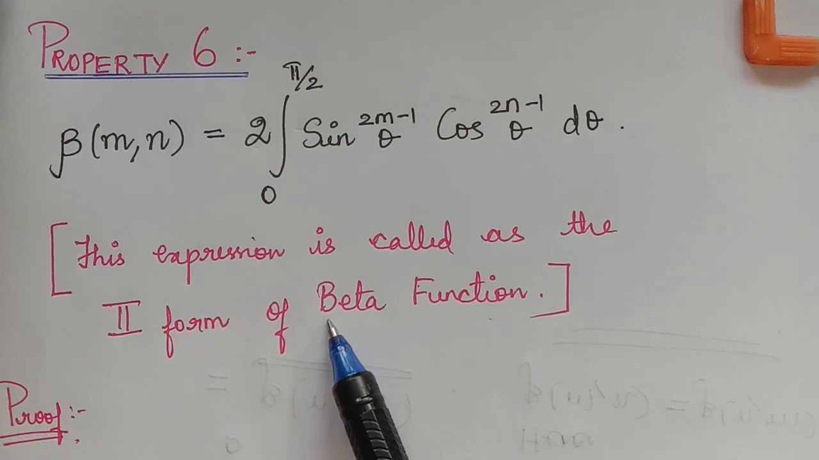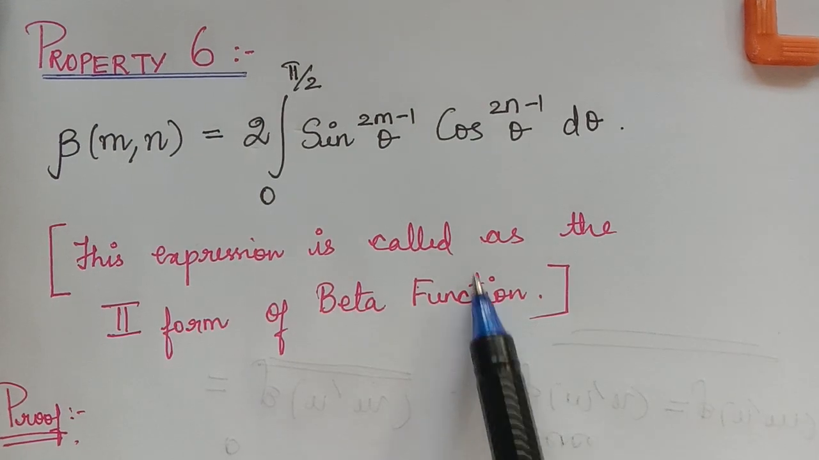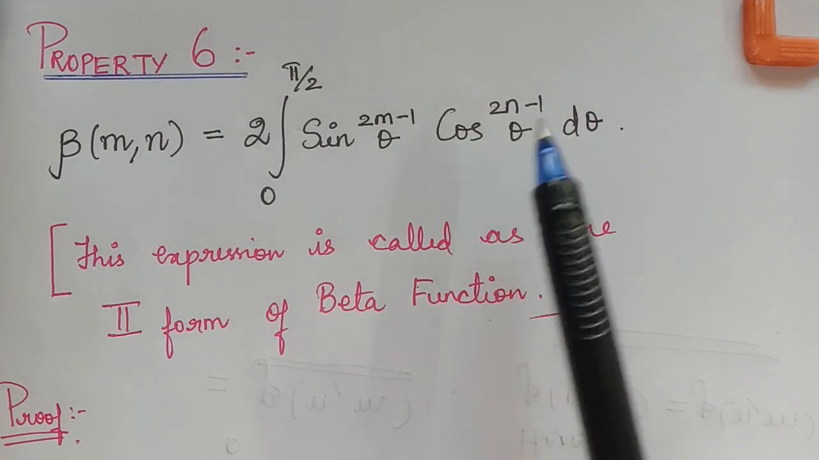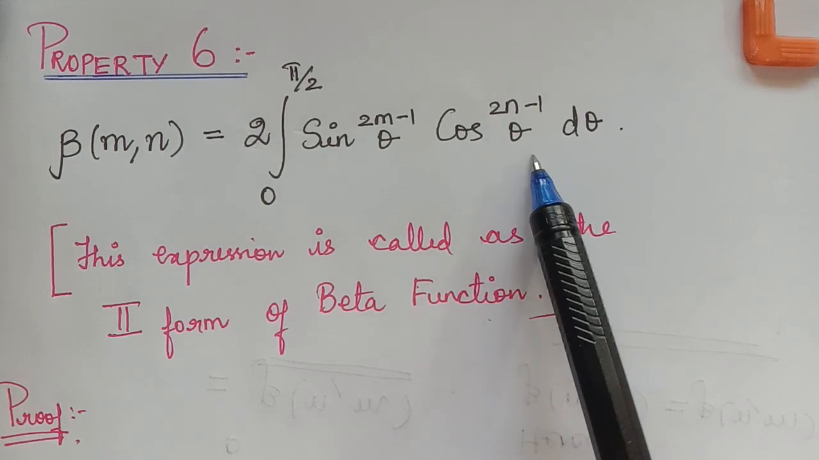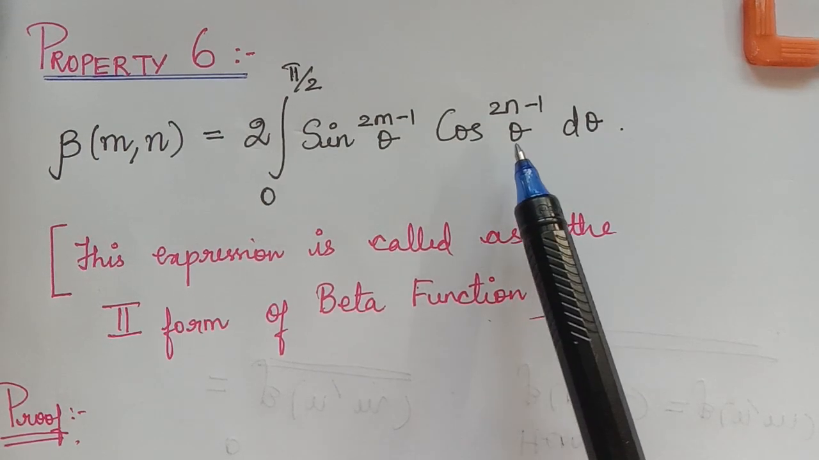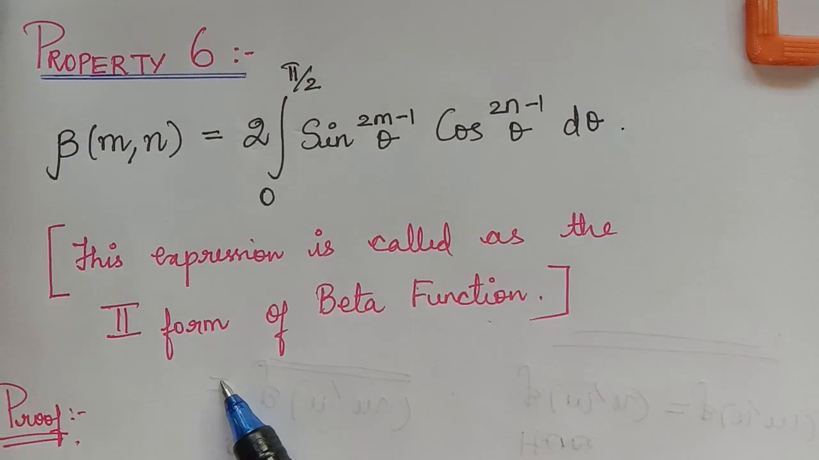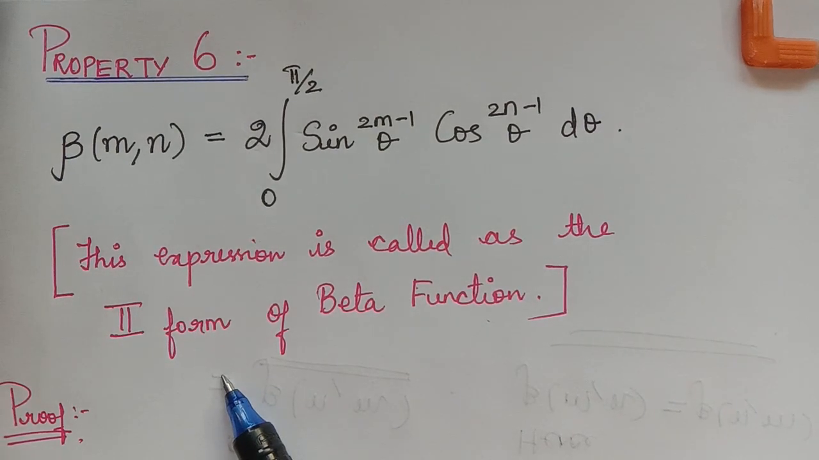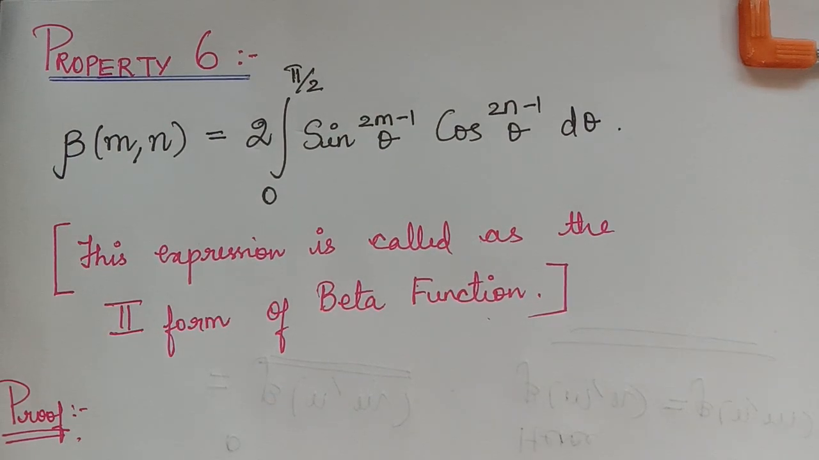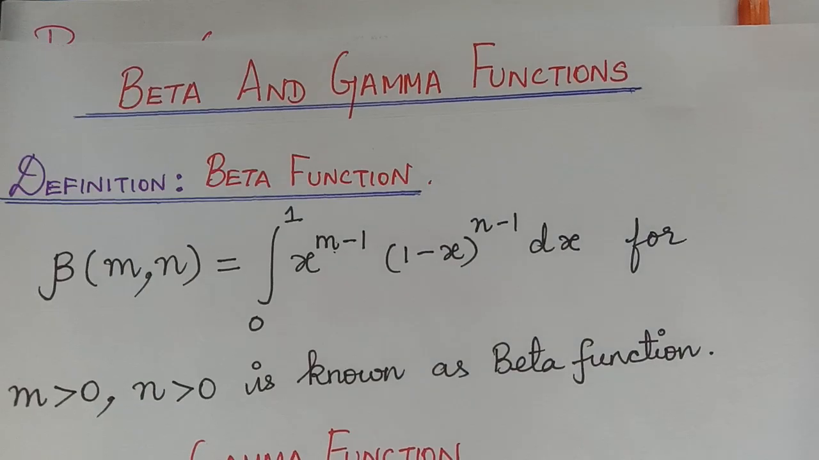Already we have seen the first form of beta function. Now this expression is also called the second form of beta function. In order to prove this, we have to use the method of substitution. So let us see that now. As the first step, we have to write the first form of beta function.